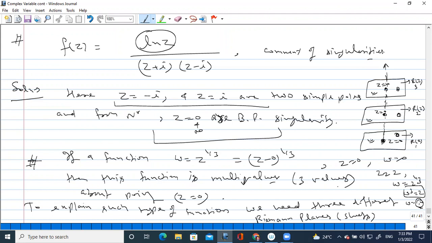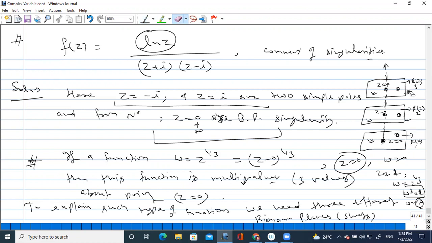Understood? I am telling that if you put Z equal to zero, all three sheets will give you only one function value, that is zero only. But if you deviate from Z equal to zero point, putting two or three or one only, if you put one also, then omega cube equal to one, we have found there are three roots. For those three roots, the Fz value will be different. To show that Fz value is different, we show them on different planes or different sheets. So this was given by Riemann. Understood? Yes, sir.